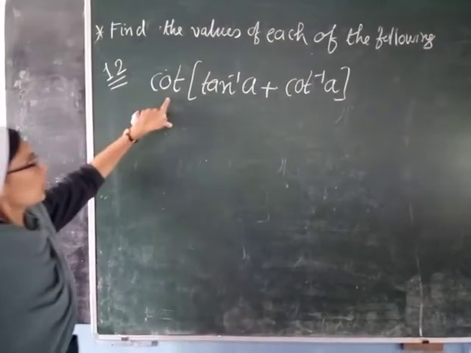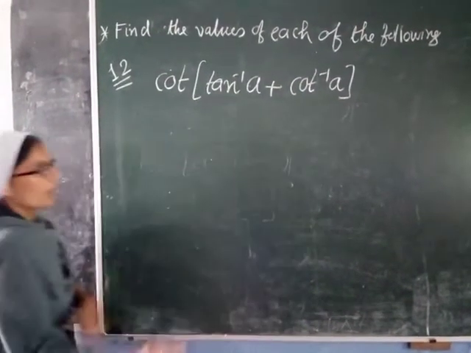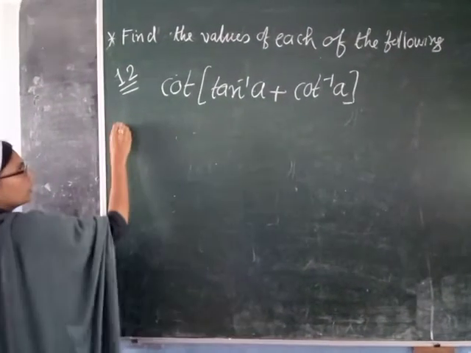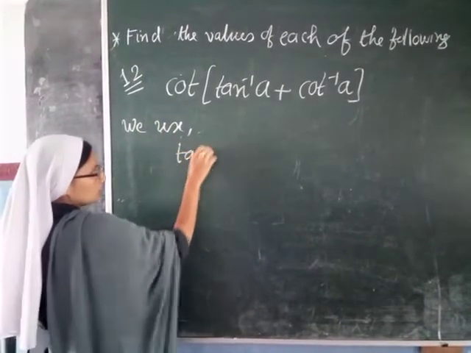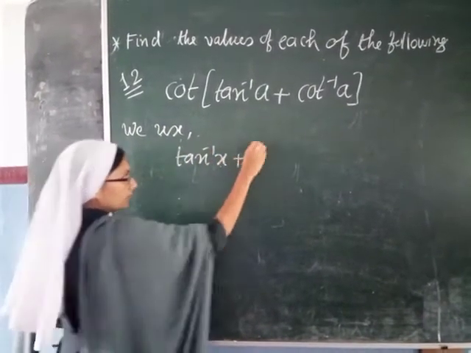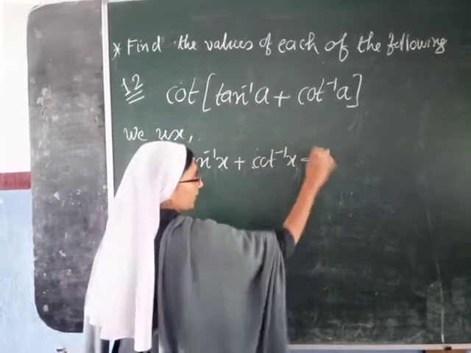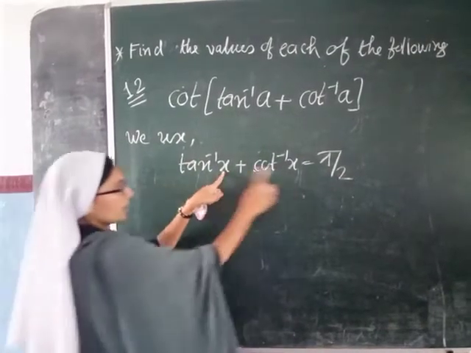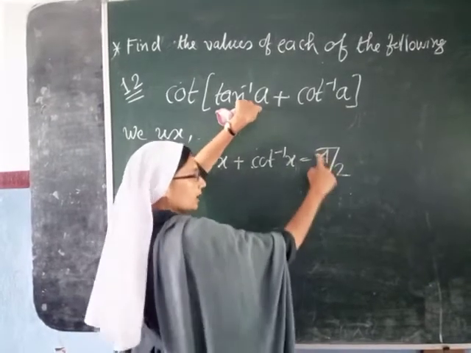Question number 12: cot of tan inverse A plus cot inverse A. Okay. Now I am going to use one more result. For this we use, if you remember, tan inverse x plus cot inverse x is equal to pi by 2. Okay, this result I have given you before. So I shall use this. If x and x are the same, then I can write pi by 2. Since here A and A are there, I know that I can use this result.